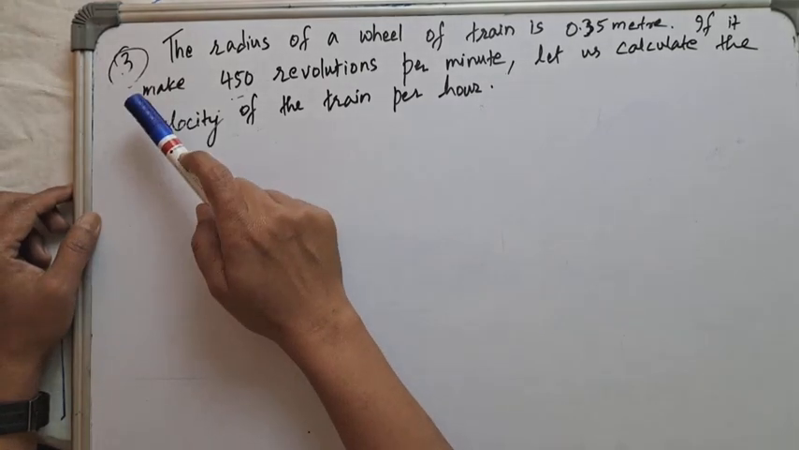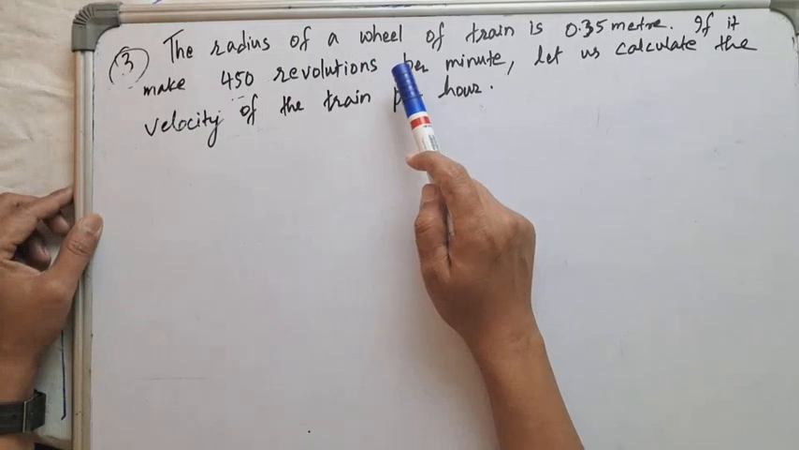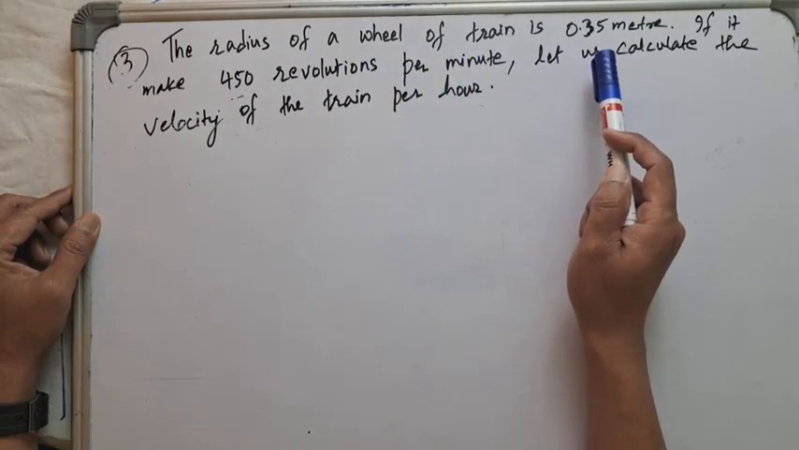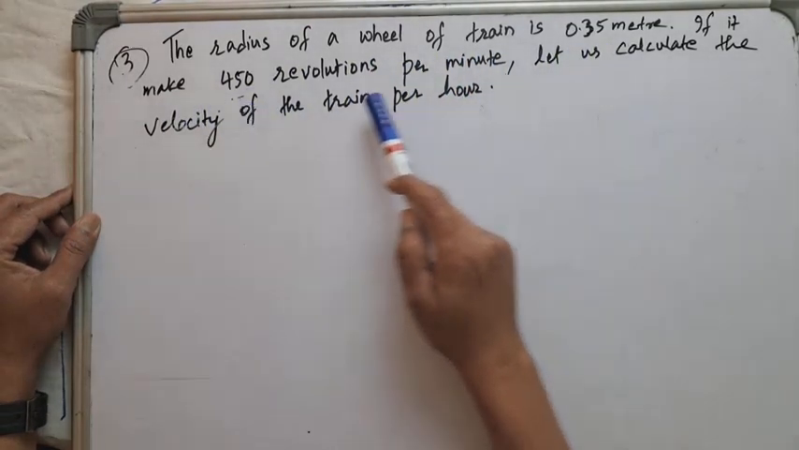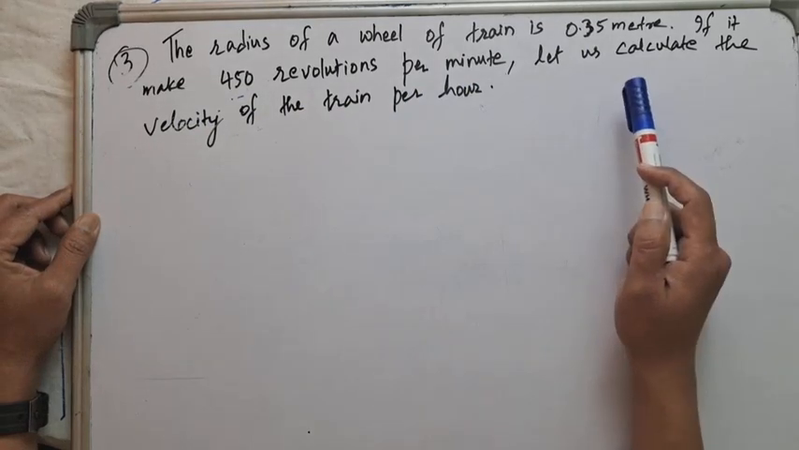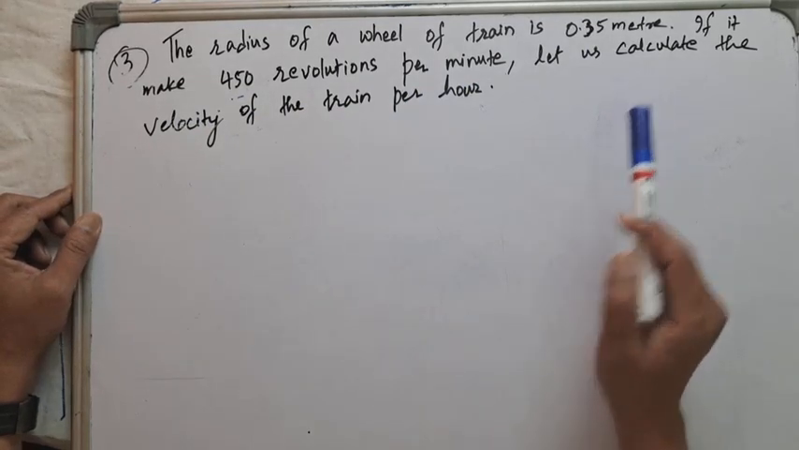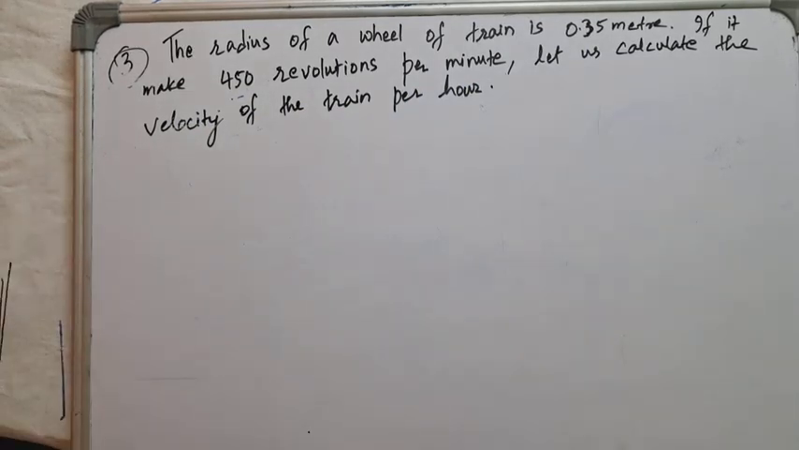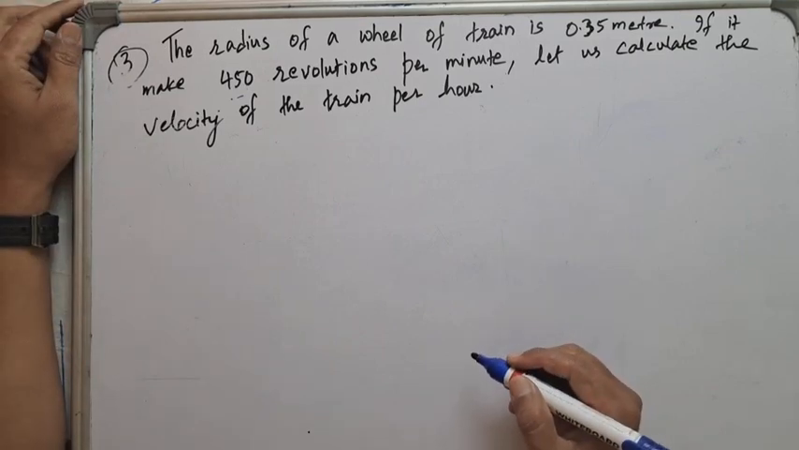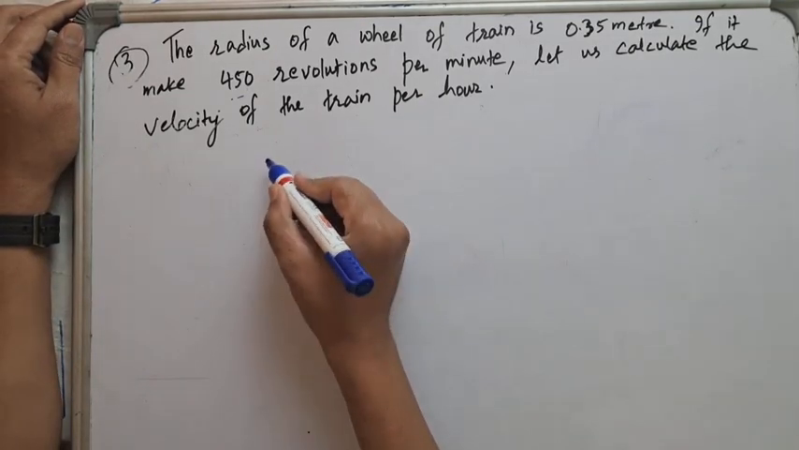Okay, so this is question number 3. The radius of a wheel of a train is 0.35 meter. If it makes 450 revolutions per minute, let us calculate the velocity of the train per hour. So let us understand the concept of circumference of circle first, and then we will solve this question.